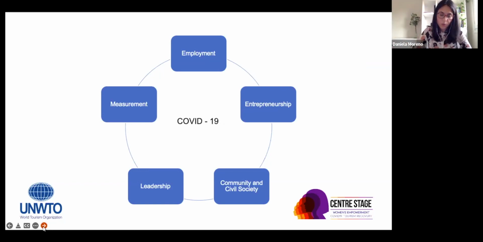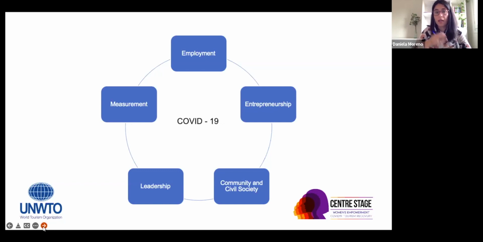So let's start with the first one. The first one is employment. Everybody knows how important tourist employment is for women, right? This is one of the most common reasons for considering gender equality in tourism, because globally, the vast majority of workers are women.